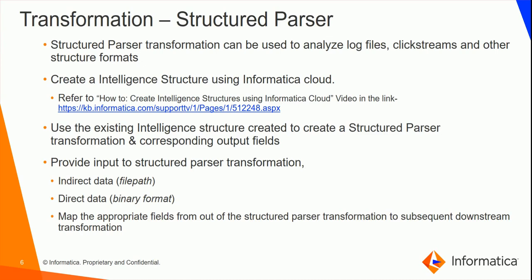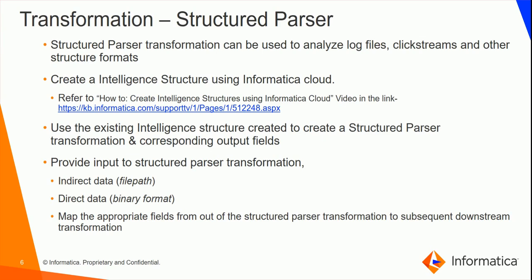in structured parser transformation. In order to use a structured parser transformation, you need to provide input to the transformation either as indirect data or direct data. In indirect data, you give the data to the transformation by pointing out the file and the absolute path of the file. In direct data, you can provide the data to the transformation in a binary format. After you have configured the input fields, you need to select the appropriate output fields and map them to the subsequent downstream transformations.